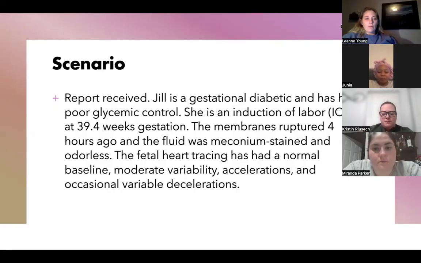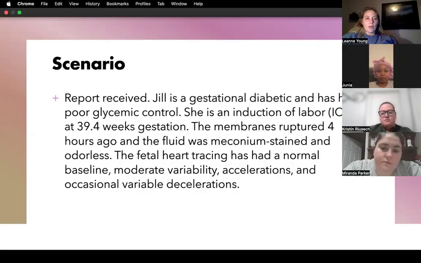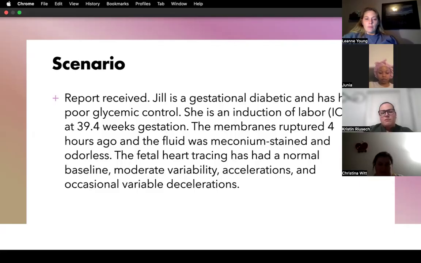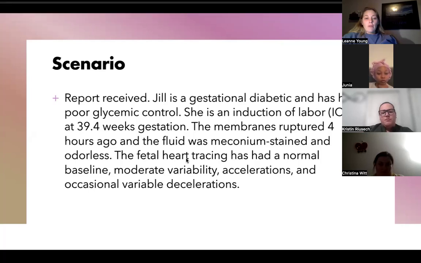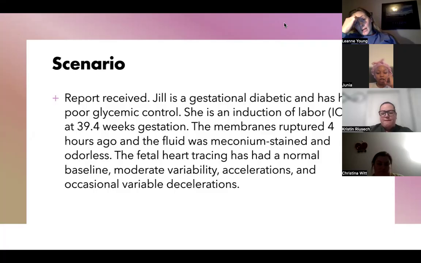What else do you guys see that is concerning? Meconium stained fluid. Yeah, we have our meconium stained fluid. We also have a history here of these occasional variable decels. Okay. So it's not like they're saying the baby's having a variable deceleration with every contraction or every 2 minutes. Nothing like that. But just knowing that there was some presence of variable decelerations should get our brains turning and wonder what was going on in utero to cause the baby to have those decels, right?